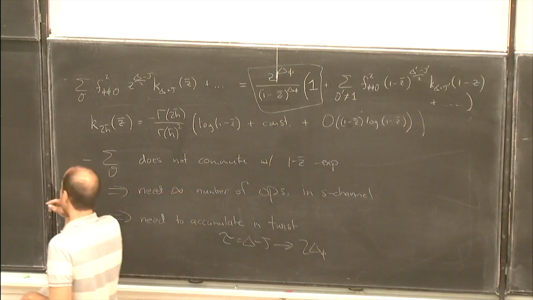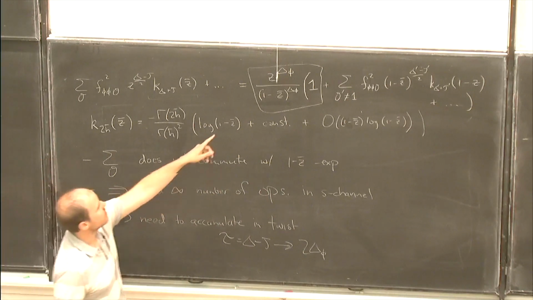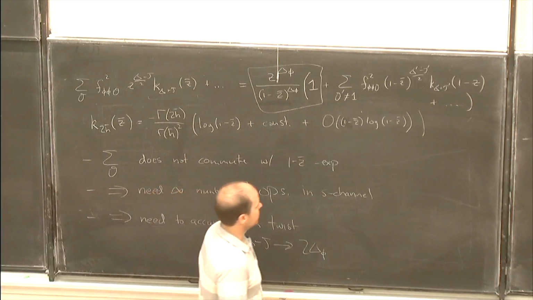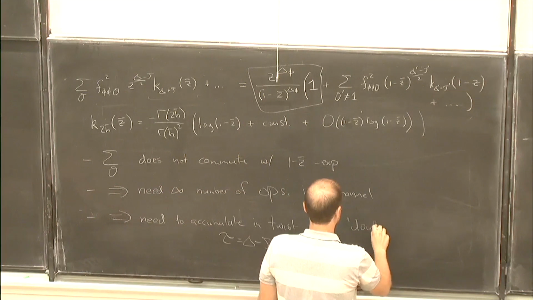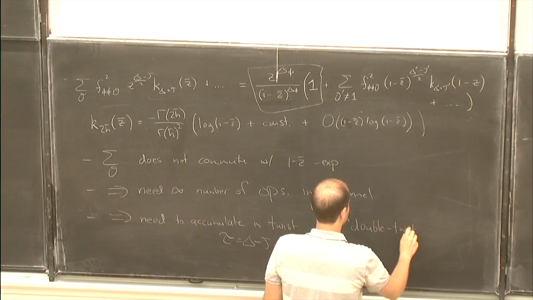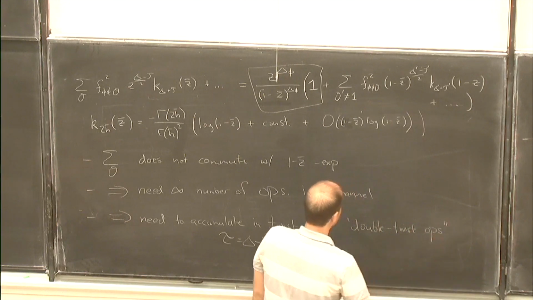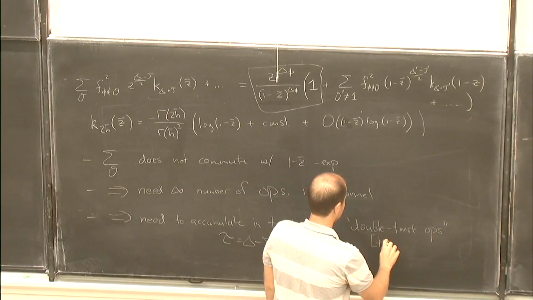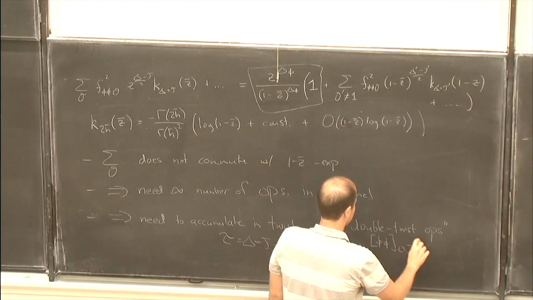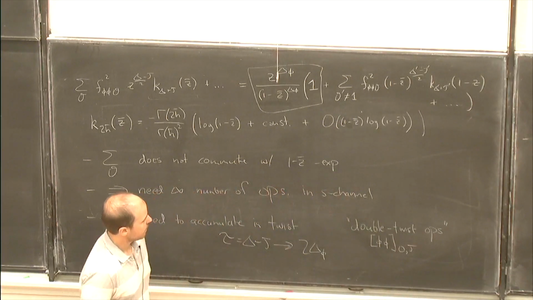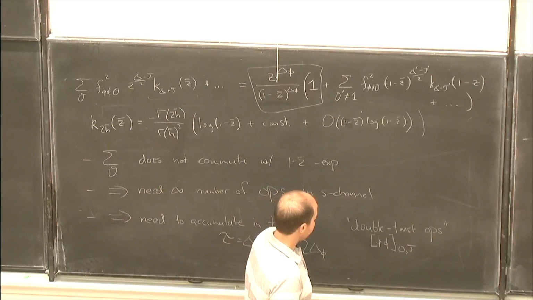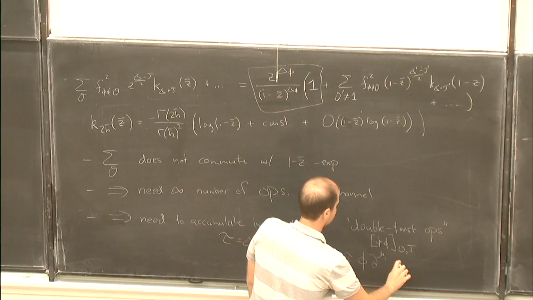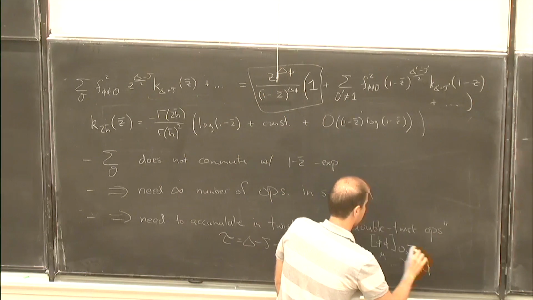All right. So just by looking at this term, we've concluded that there are an infinite number of operators in the S channel whose twists accumulate at 2 delta phi. And these are so-called double twist operators. So we denote them by the following notation. And you can think of them very schematically as being something like phi and then a bunch of derivatives sandwiched between them.